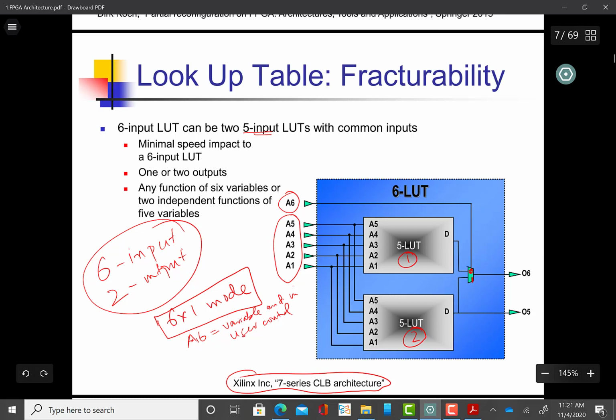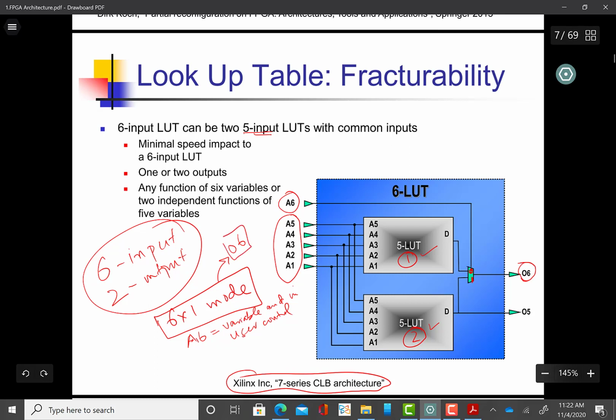So for example, when A0 is 0, the first lookup table is selected, and when it is 1, the second lookup table is selected and routed to O6. So in 6x1 mode, we have only one output, and that output is O6.